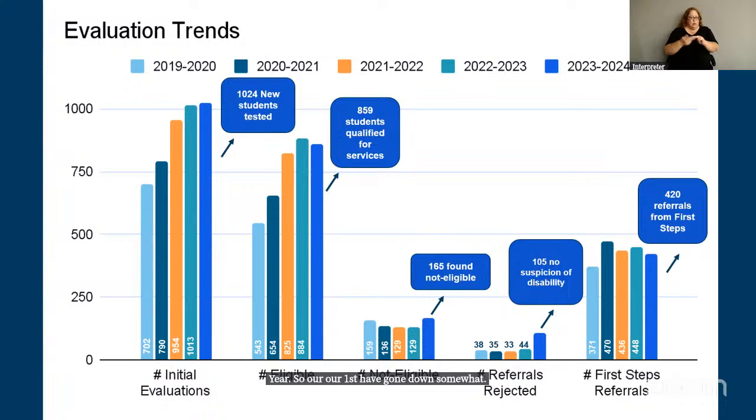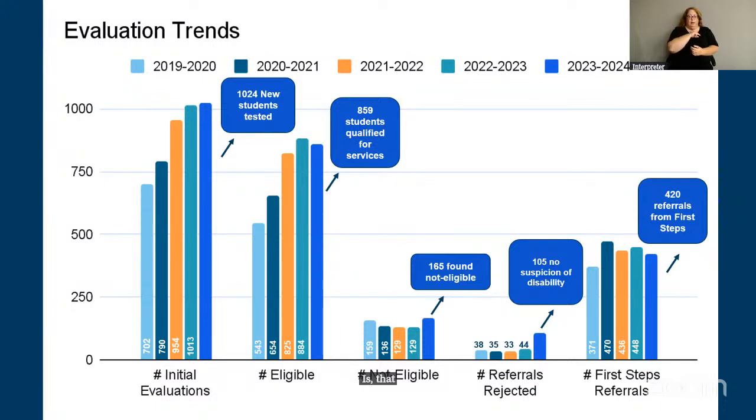Some of the reasons that we might have for the referrals that are rejected, these are ones where after review of the information, there is no suspicion of a disability. Or it also could be sometimes we send the information directly to the parents, we go through the timelines and the processes. If we don't get the information back, then even after multiple attempts to contact them, we will end with that process.